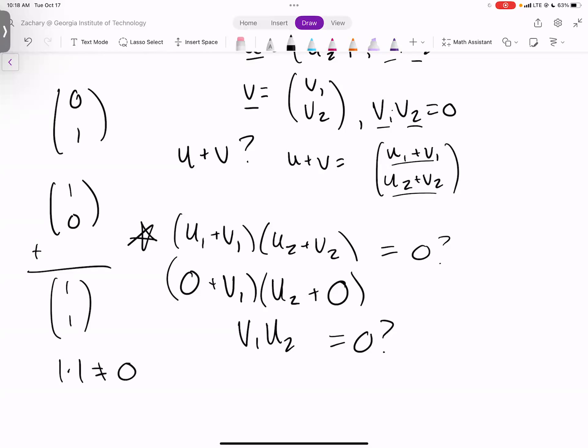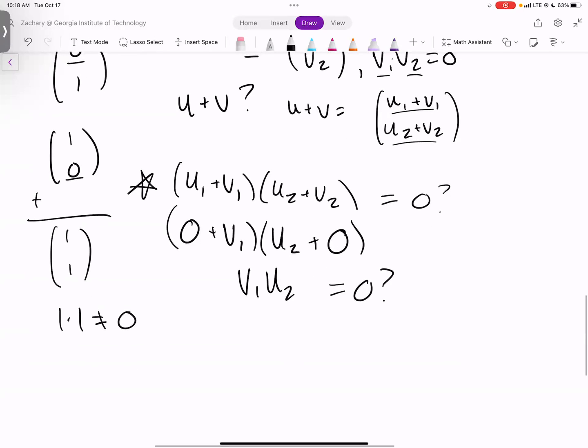Okay, so what I'm doing is picking my zeros carefully to get this to be true, or to get this to be proven false. Since this doesn't necessarily have to be 0, we don't consider it closed under addition.